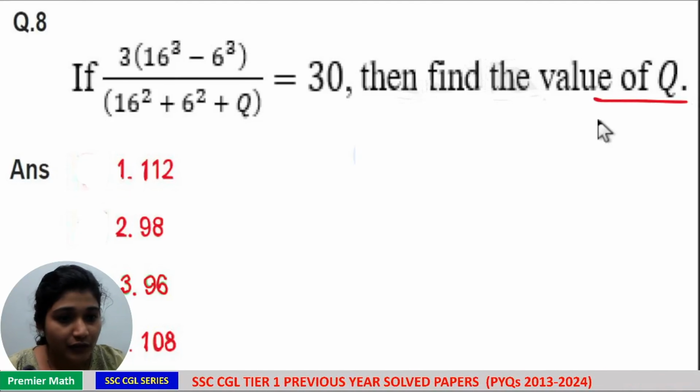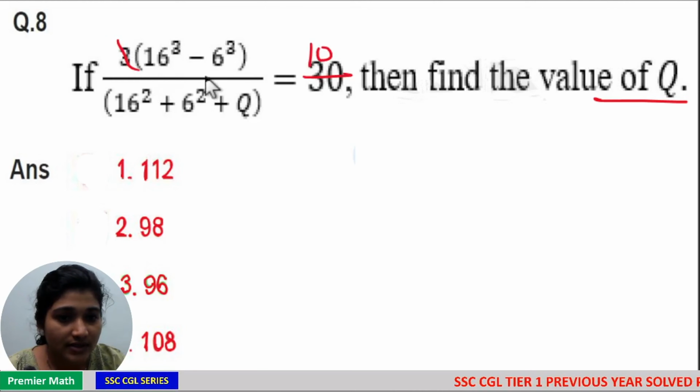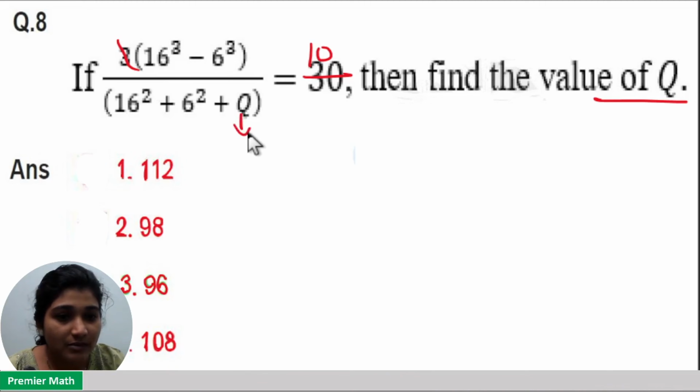Here, find the value of q. 3 into 16 cube minus 6 cube divided by 16 square plus 6 square plus q is 30. Here 3 goes 10 times in 30. Now 16 minus 6 is 10, and here we have 16 square, 6 square, and q must be 16 into 6, 96. Option 3 is your answer.